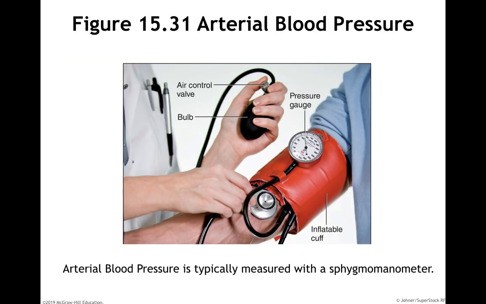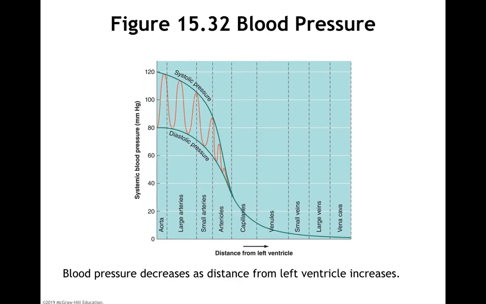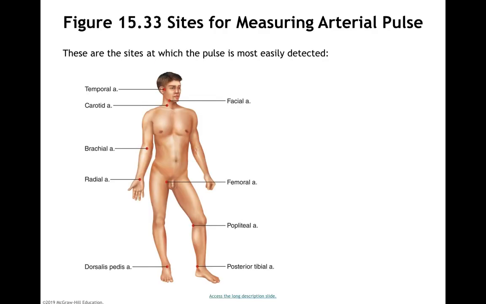So here is a typical blood pressure cuff with a sphygmomanometer on it, used to determine blood pressures. Blood pressures decrease as you get more distant from the left ventricle. There are a number of places you can measure arterial pulse. And again, I'm not trying to teach you your clinical. I'm giving you physiological and anatomical sites that may be used.